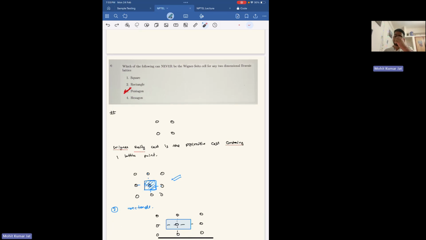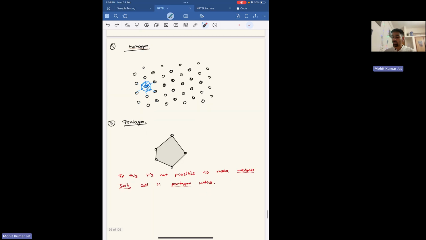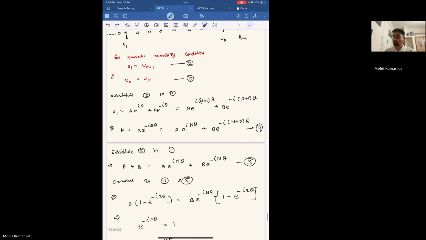Then we showed that the Wigner-Seitz cell for the given lattice: for a square it is a square, for a rectangle it is also a rectangle. For a pentagon, it's not possible. For a hexagon, it is a hexagon. That's what we showed here, that it will be a hexagon. For a pentagon, it's not possible. So the correct answer is pentagon.